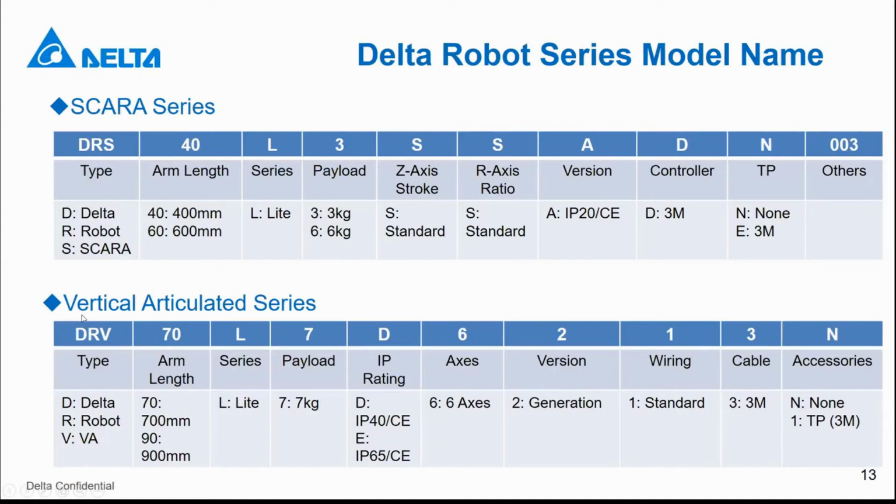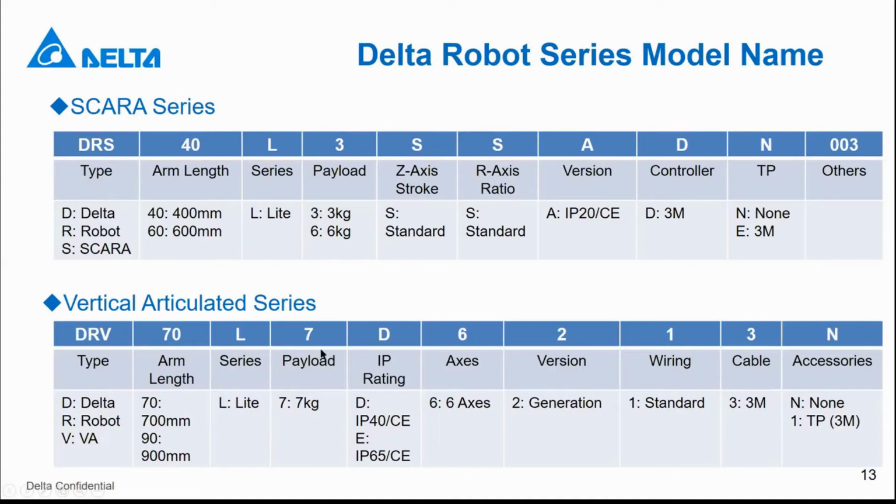Okay, so let's start. The next will be the VA, vertical articulated series. The same, the start will be DRV, that means Delta Robot VA. Then next, the same, will be arm length. For now, we have 70 and 90, meaning 700 and 900 millimeter. And the next is also a series. Now we only have the light series, but in the future, we will release more different series, like integrating the drive into the arm. Okay, and next is payload.